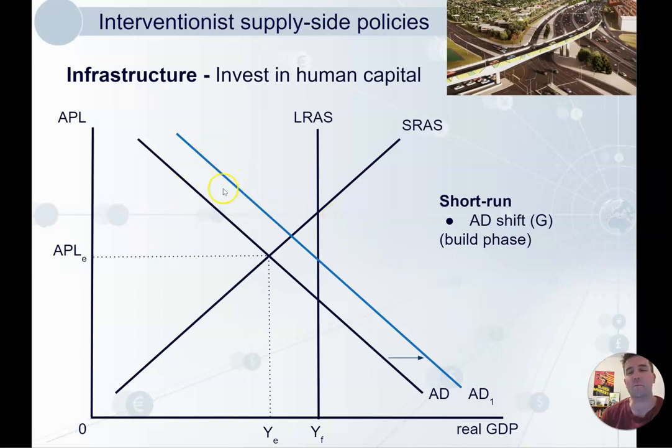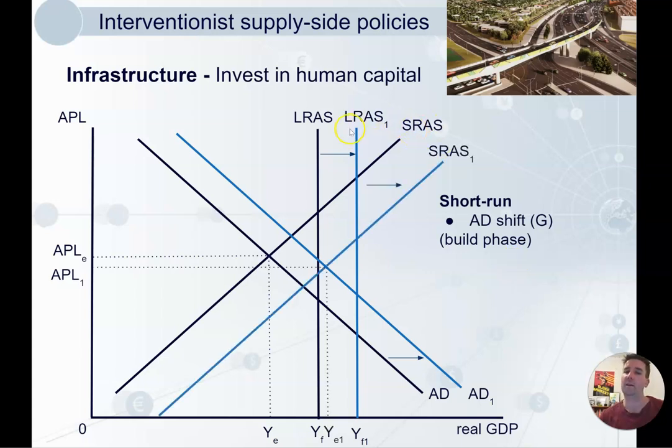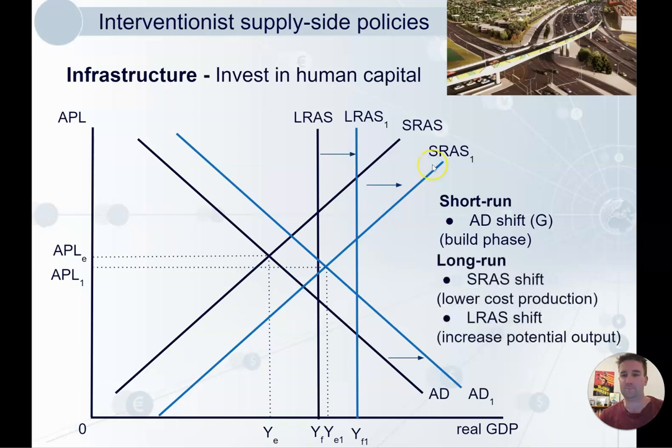So that was really the build phase. We didn't get any benefit from it for years, because it actually made things slower for a long time while they were building it. But then in the long run, we get our LRAS shift, and with it, the SRAS shift, because we can increase potential output, right? We can have greater mobility of resources. We can do things more efficiently, right? So it increases potential output. We've got more resources at our disposal.